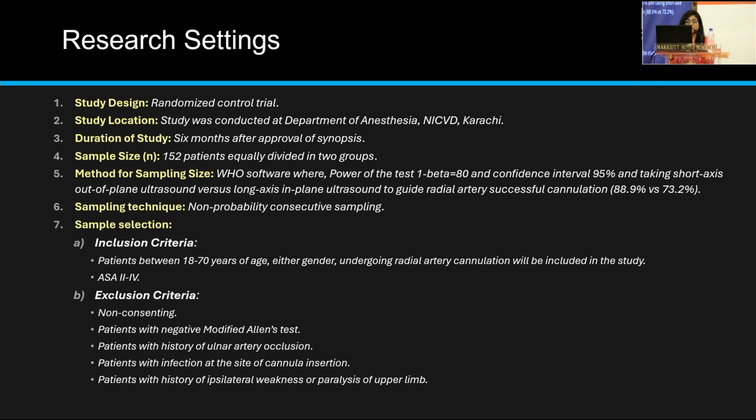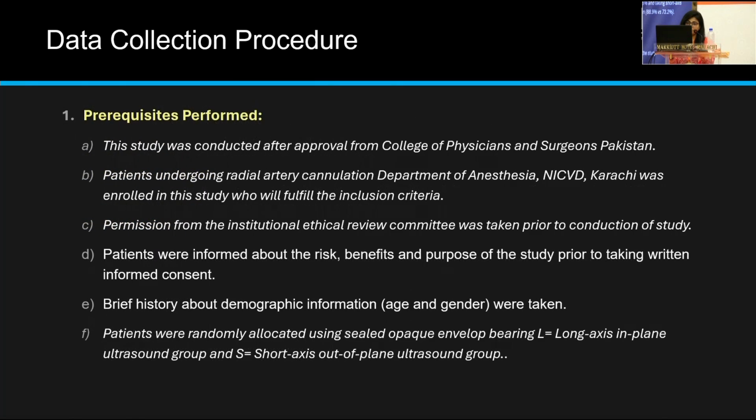We enrolled 152 patients, divided into 76 patients in each group, of age 18 to 70 years of either gender. We excluded those who were non-consenting, who had a negative modified Allen test, who had radial artery occlusion, infection at the cannulation site, and ipsilateral paralysis or weakness of the upper limb.